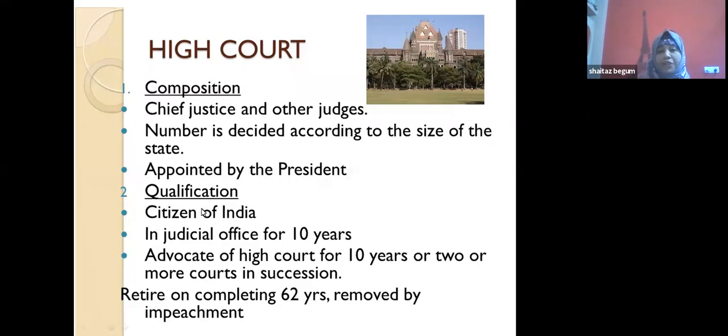What is the qualification? He or she must be a citizen of India, should be in the judicial office for 10 years, to be a high court judge, and should be an advocate of high court for 10 years. And what is the age for retirement? It is completing 62 years, or before that he or she can be removed by a process called impeachment. We'll discuss this in our coming session.